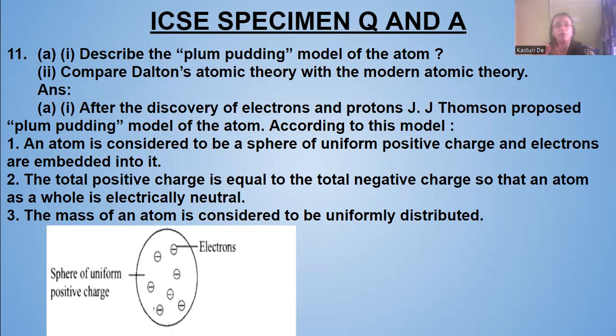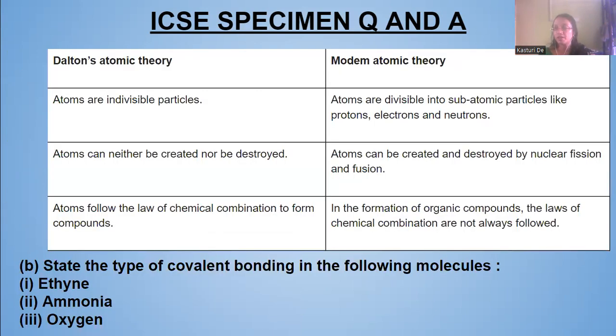Why is it called plum pudding? Because an atom is considered to be a sphere, a ball-like structure, of uniform positive charge, and electrons are embedded in it. The total positive charge is equal to the total negative charge, so that an atom as a whole is electrically neutral. The mass of an atom is considered to be uniformly distributed. This was the Plum pudding model, and you should give the diagram.